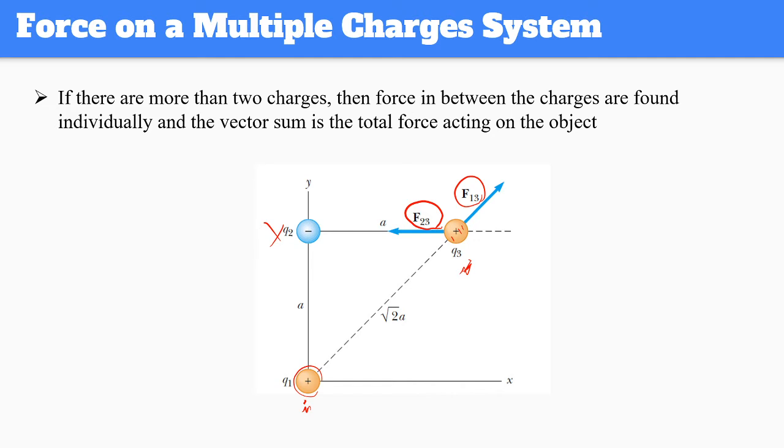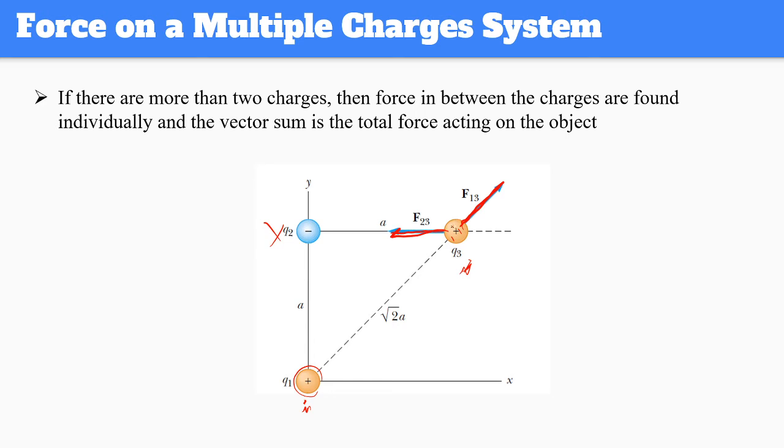So these are the forces acting on the third charge. But if they are asking what will be the net force on charge 3, then what we need to do, we basically have two forces acting on the object. One is pulling in this direction, the other is pulling in this direction. Then we add those two vectors together.